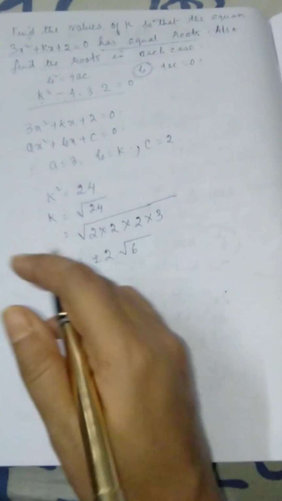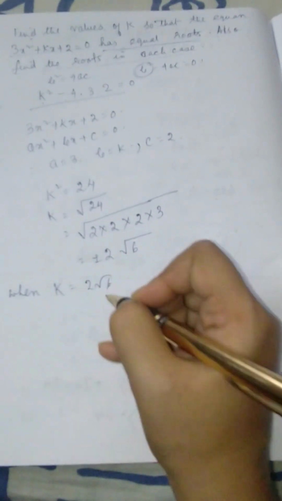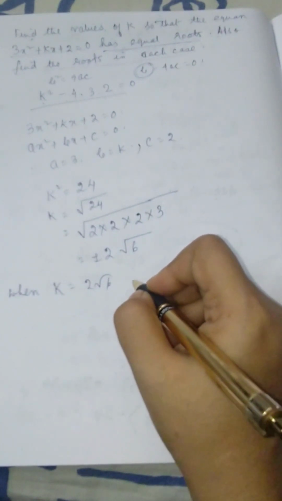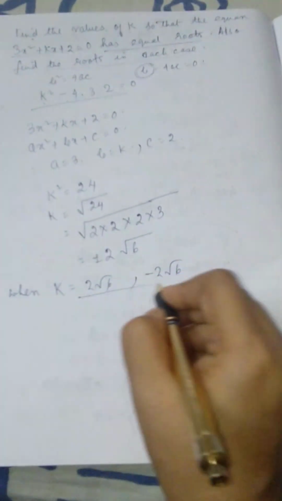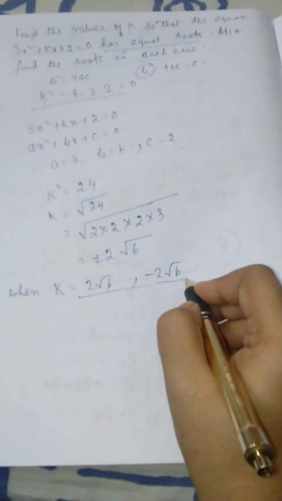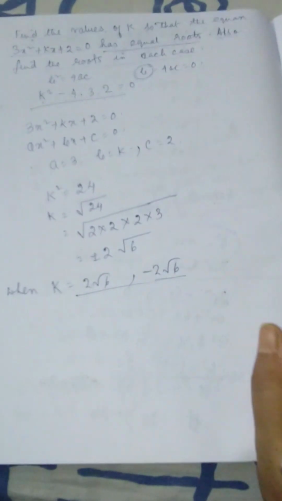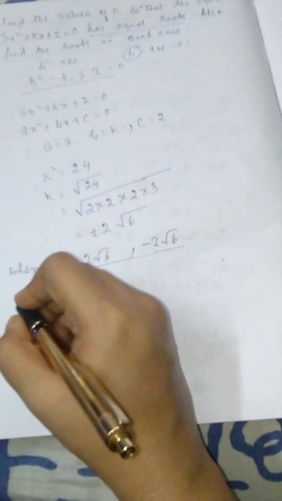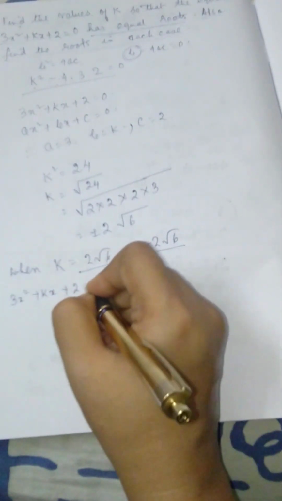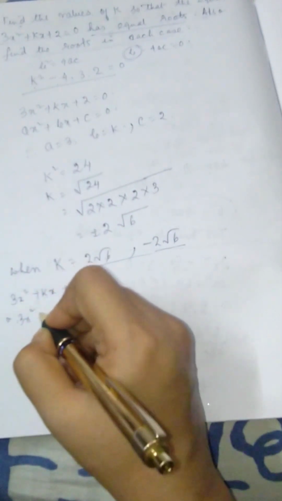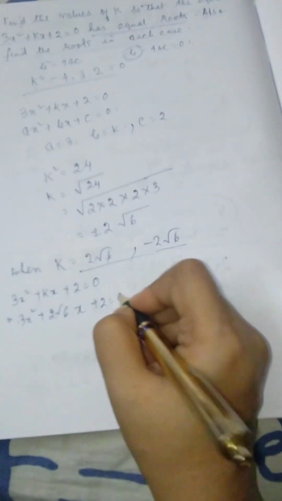So when k is equal to 2 root 6 and when k is equal to minus 2 root 6, in both cases we will find the roots, as the question says, also find the roots in each case, right? So when k is equal to 2 root 6, what will be the quadratic equation? It will be 3x square plus kx plus 2 equals 0. So 3x square, in place of k I will put 2 root 6 x plus 2 equals 0.